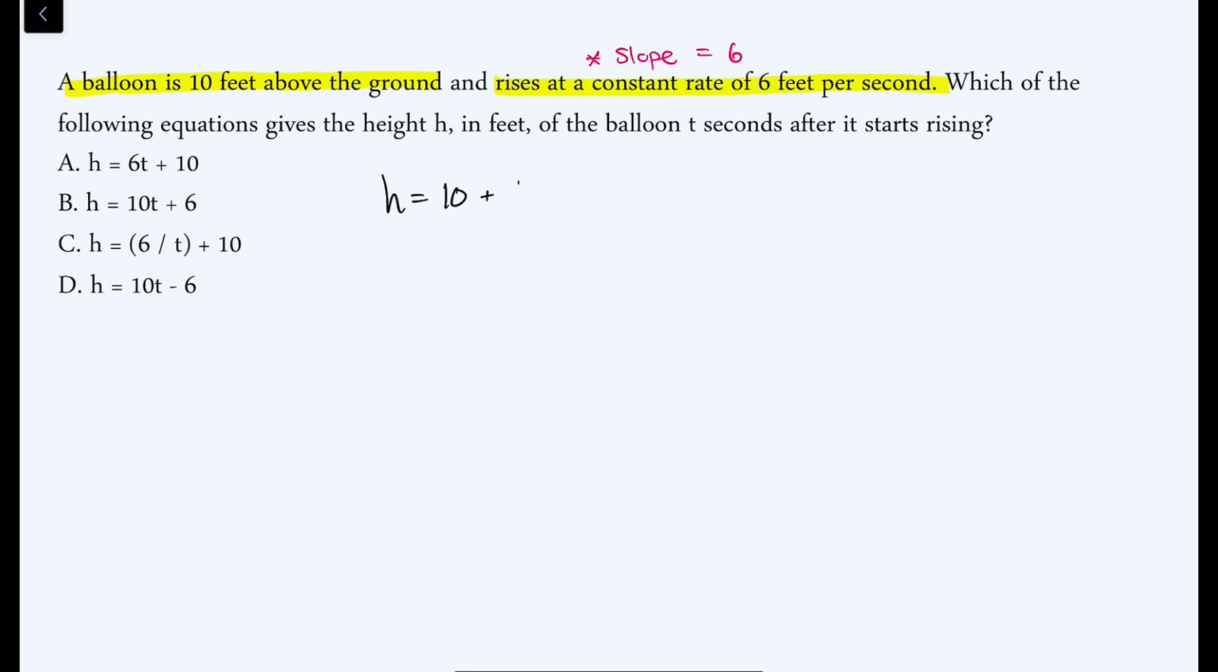So let's say after 1 second, it's plus 6. After 2 seconds, it's plus 12. So we just say 6 times t, which is a.